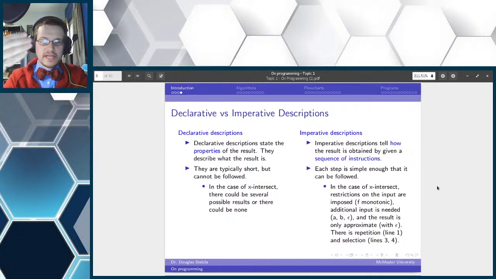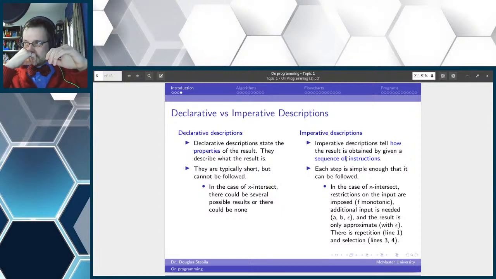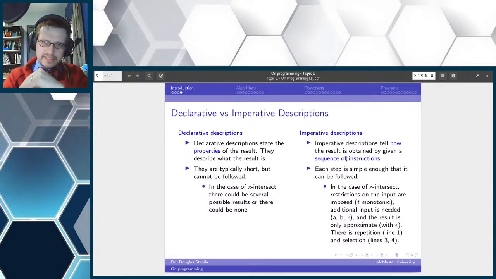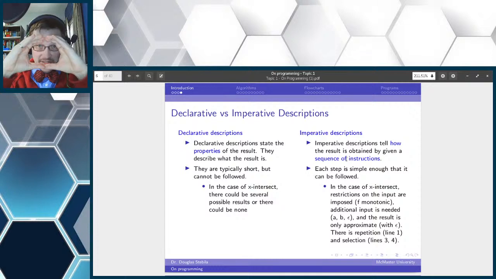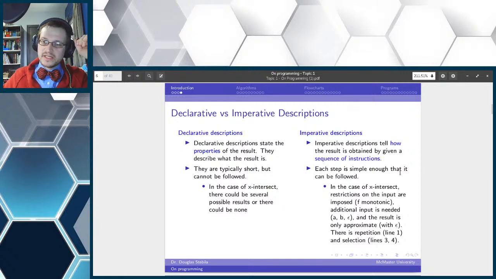Imperative languages, such as Python, tell you how the result is obtained by giving a sequence of instructions. They more directly relate to the actual machine code instructions that are executing on your physical CPU. Each step is simple enough that it can be followed. So in the case of the x-intercept, restrictions on the input are imposed. F is monotonic. Additional input is needed: you need the upper and lower bound and epsilon, and the result is only approximate within epsilon.